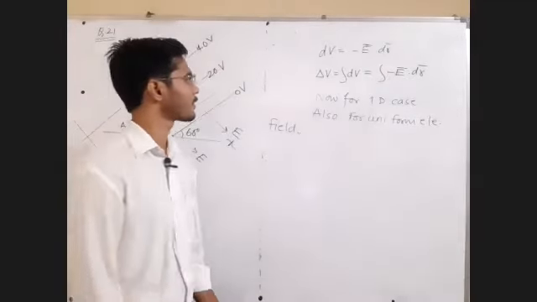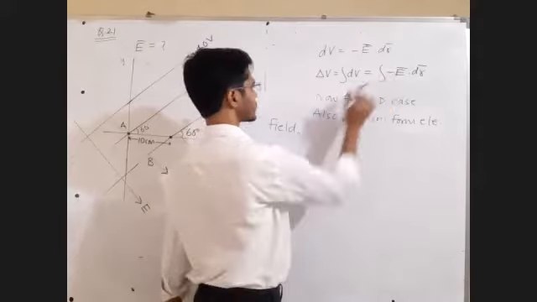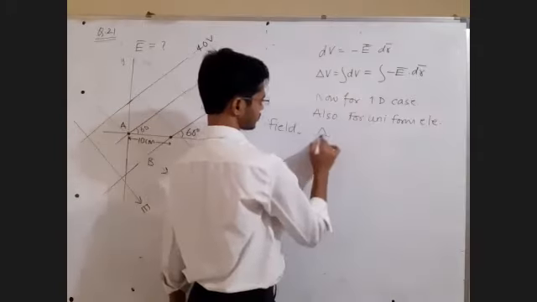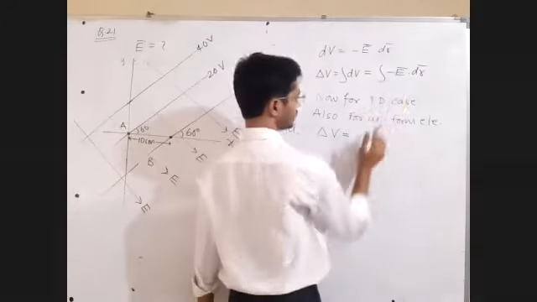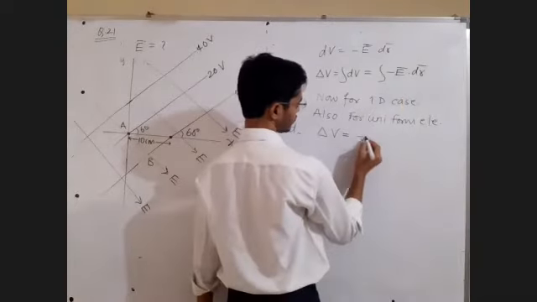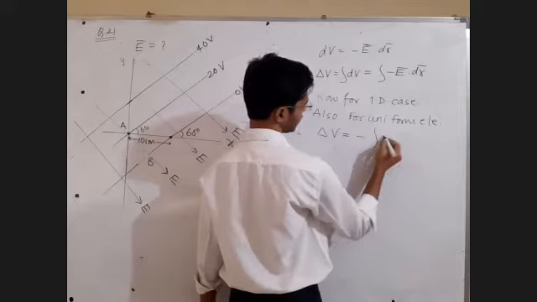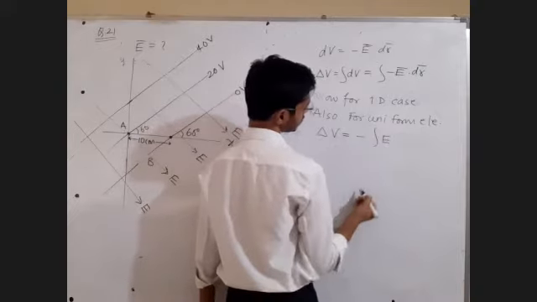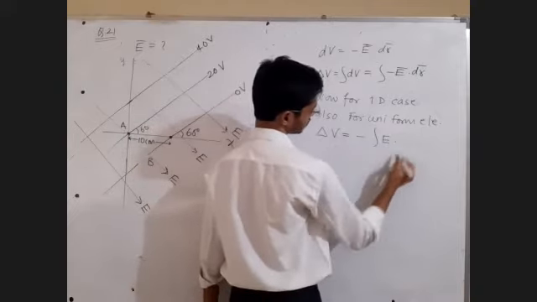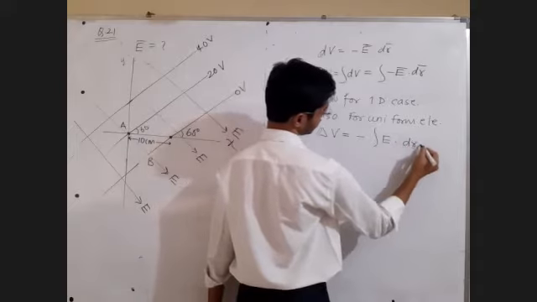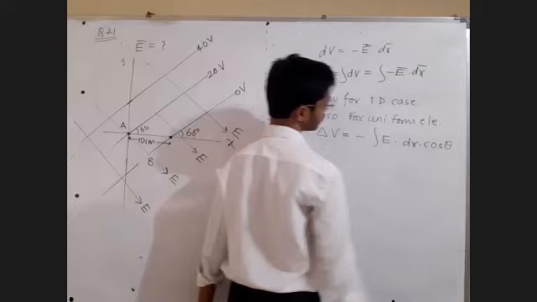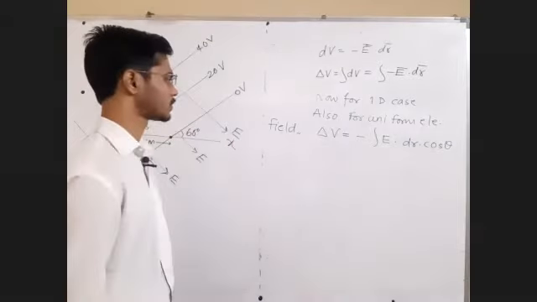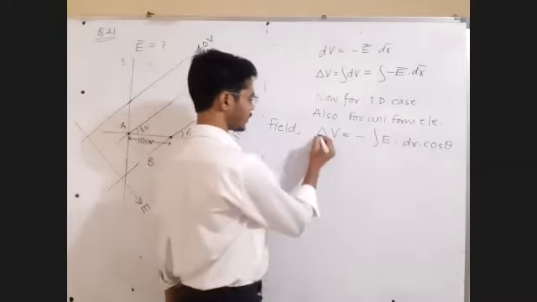So sir, can we write it like this? Try to understand. This can be written as minus outside integration E, magnitude of first vector into magnitude of second vector into cos of the angle between them. Yes, sir, we can do this.